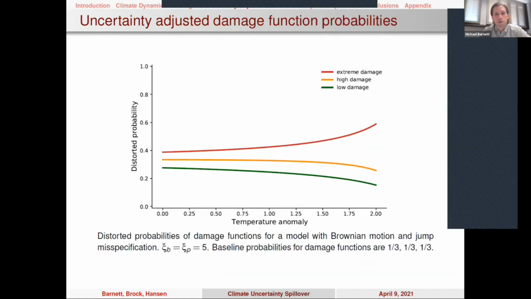The first set of distorted probabilities I'm going to show are the uncertainty-adjusted damage function probabilities. Again, remember in this case, we put equal weights on the extreme, high, and low damage functions. The planner endogenously distorts these probabilities as a function of temperature, so that even at no initial temperature anomaly, they've increased the weight on the extreme damage function to almost 40%. Then as temperature increases, we see a shift away from probability on the high and low damage. And as we draw near that threshold where the curvature of the damage function is revealed, we see an increase to almost 60%. We think this is informative, one, because it shows that there are important dynamic effects, but two, because we don't view these probabilities as overly ambitious. We're not loading full probabilities on the very worst-case outcomes.